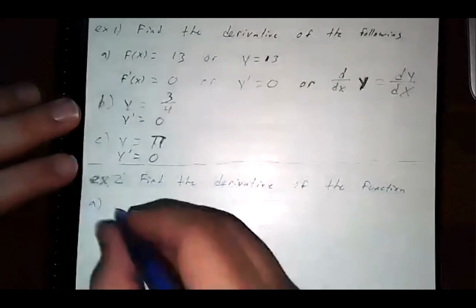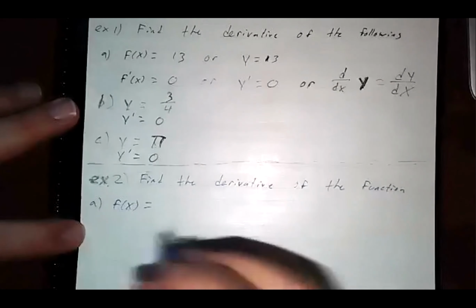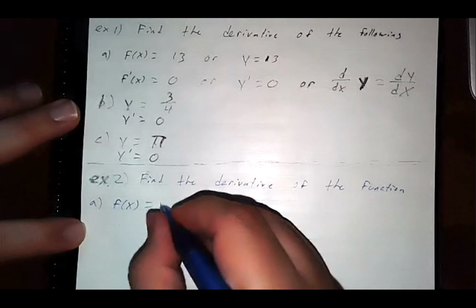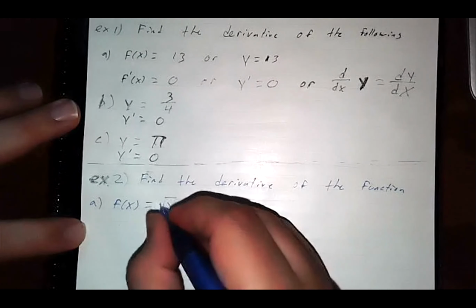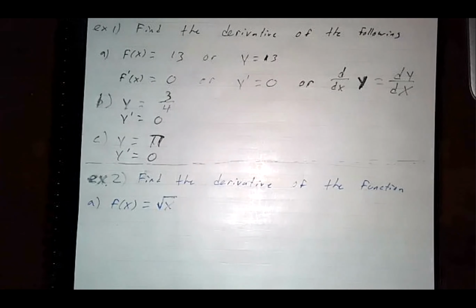So we'll make a few examples. f of x will be equal to... let's do just a simple one. Start with the square root of x. All right. So remember the power rule we talked about, right?